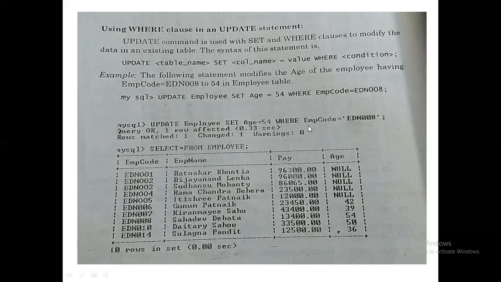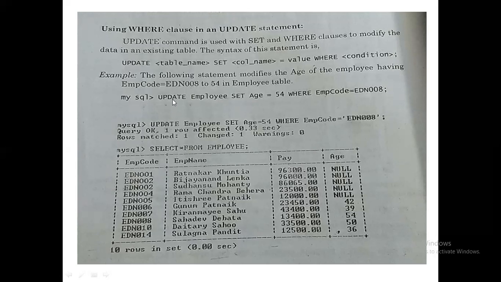So using where clause in an update statement. Update statement में भी where clause use होता है. Update command is used with set and where clause to modify the data in an existing table. The syntax of this statement is update table name set column name equal to value where condition. So the following statement modifies the age of the employee having employee code equal to this one to 54 in an employee table. Suppose किसी का employee code ये है, उसका age हमको change करना है, 54 करना है.